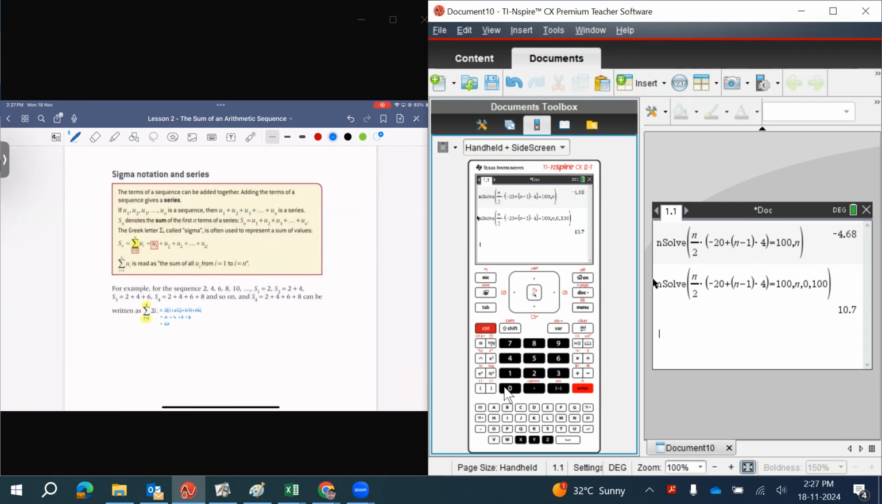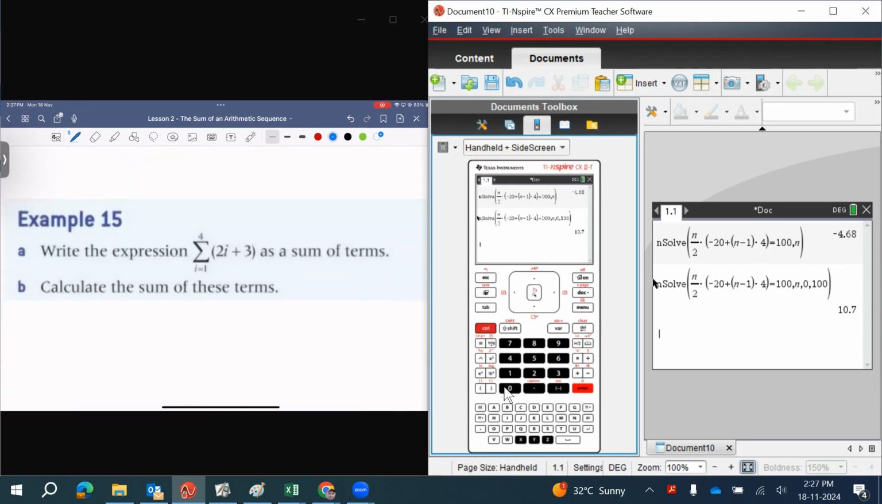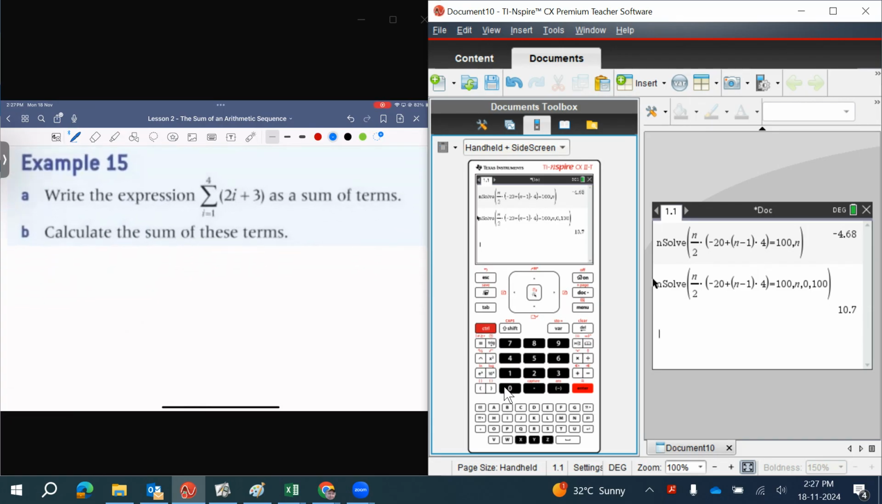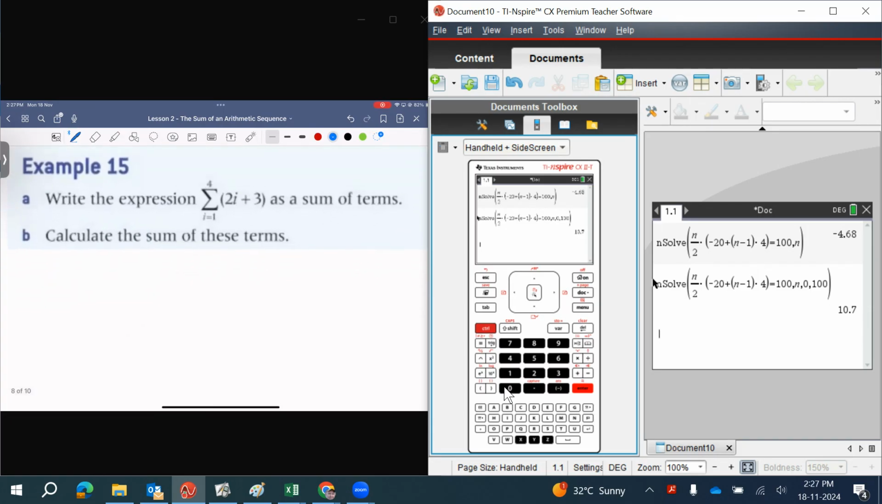Let's have a go at some questions for this one. So, example 15. We have to write out the sum of all the terms from 1 to 4 of the expression 2i plus 3.